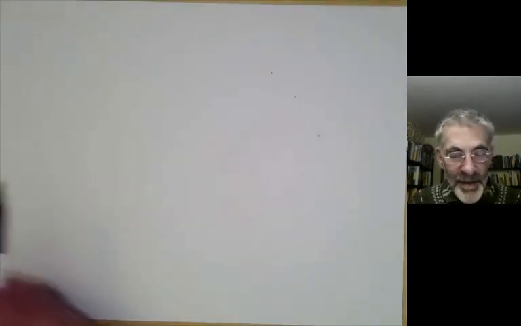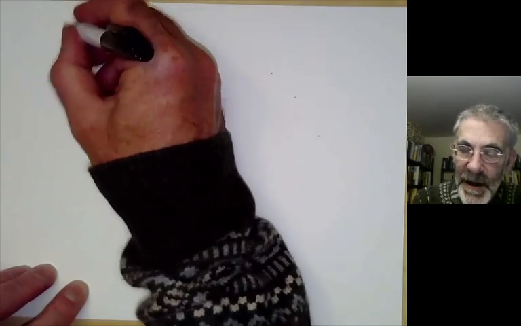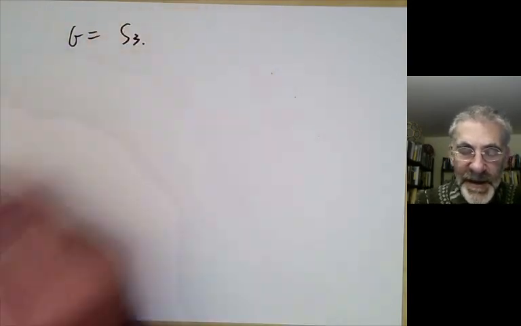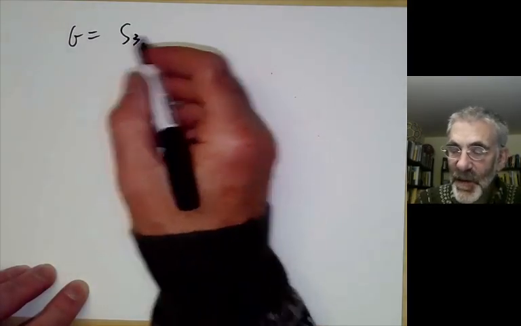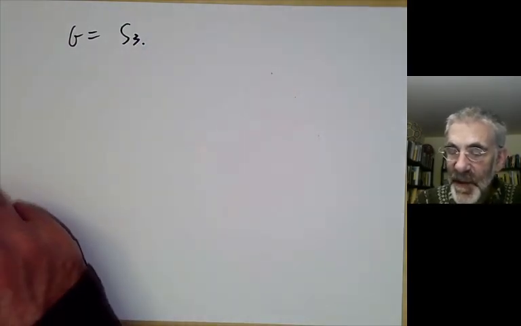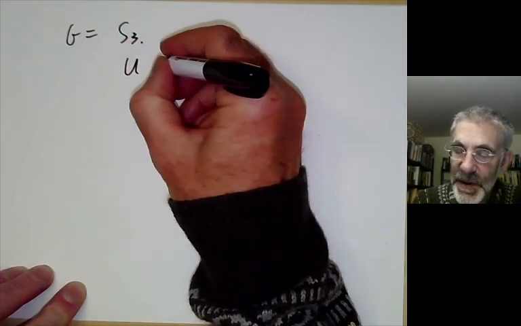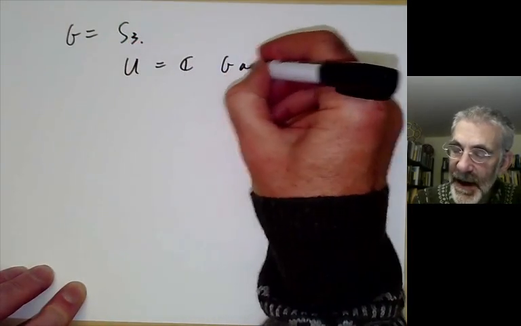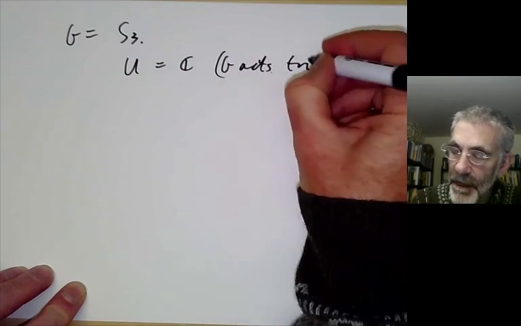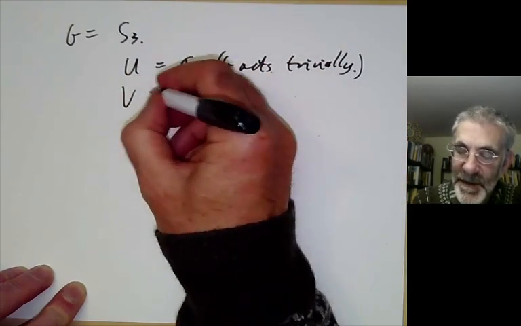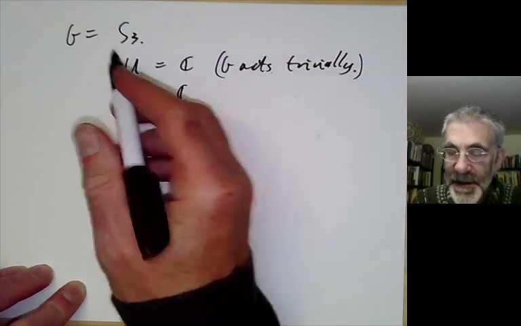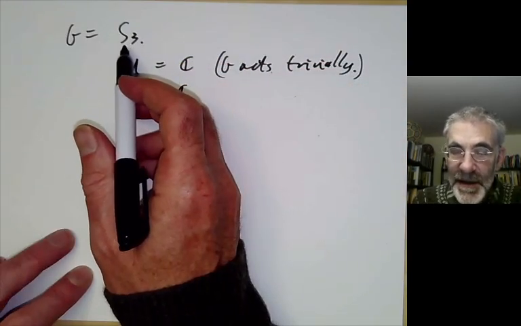So a second example, let's take a non-commutative group just for a change. Let's take G to be the group S3. And now we can see several different vector spaces acted on by G. We can have U, which is just C, with G acting trivially. And we can take a vector space V, which is C, and this time G can act as the sign representation.